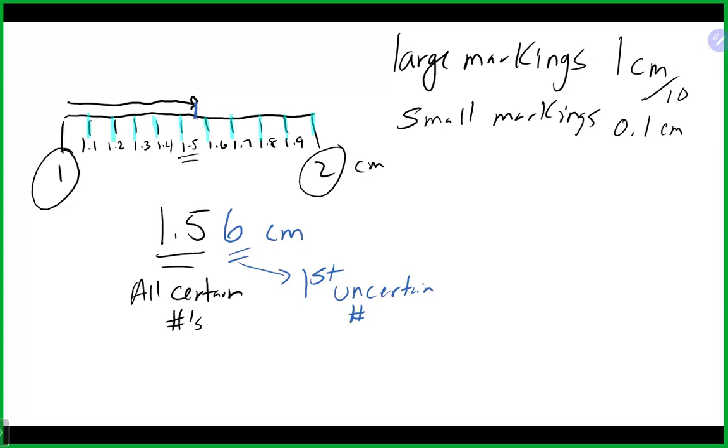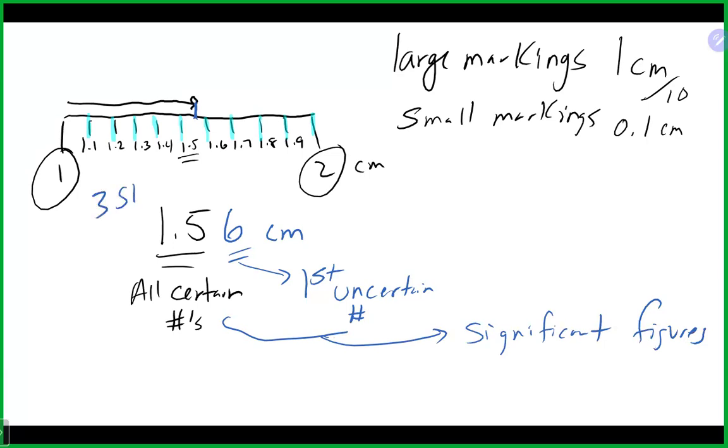The reason you want to always record all the certain numbers plus the first uncertain number is that when you take those things together, that is what significant figures is. So that would mean in this particular measurement, my number would have how many significant figures? It would have 3 significant figures, with the uncertain number or the estimated number being that last number.